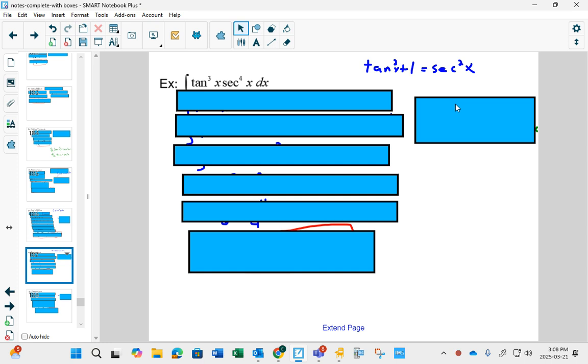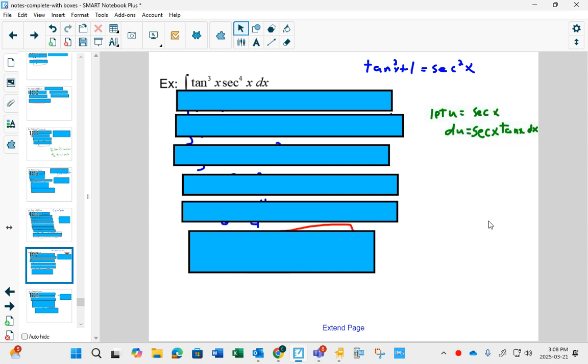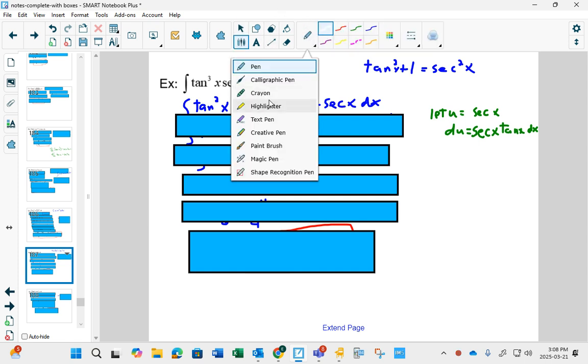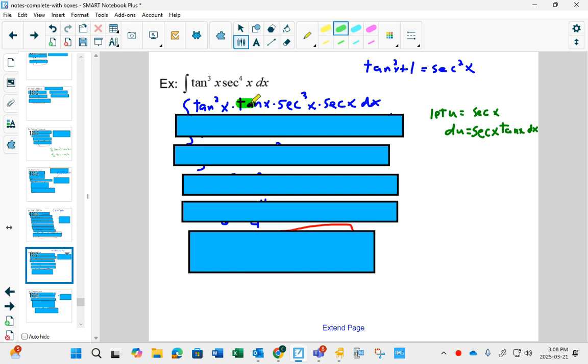I'll give you the hint on the first one. If you didn't get the first one, the hint is you should make u secant x. So see how you can now play around with this to make it doable after that. So if you make u secant x, then one of the tan x's and one of the secant x's has to go with the dx. I'll write that out. This tan x, highlighter, so much fun. I love highlighters. Green. This tan x and this secant x are going to go with the dx, leaving me still with a tan squared and a secant cubed. How is that helpful?